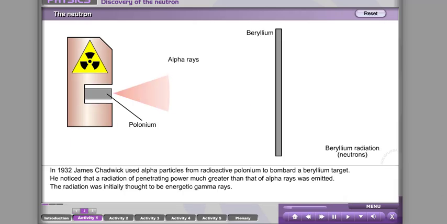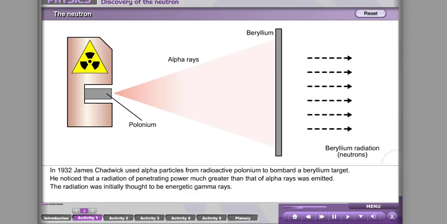In 1932, James Chadwick used alpha particles from radioactive polonium to bombard a beryllium target. He noticed that a radiation of penetrating power much greater than that of alpha rays was emitted. The radiation was initially thought to be energetic gamma rays.